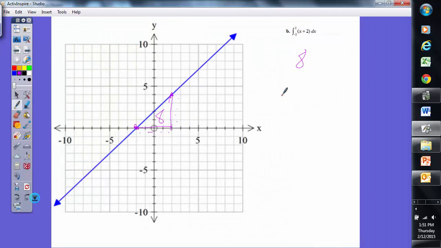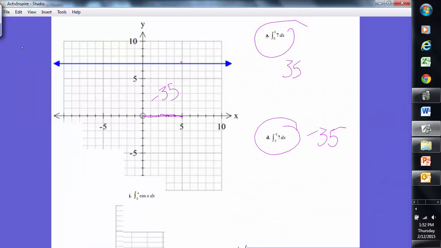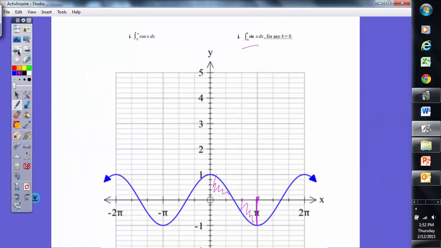The antiderivative of x plus 2 is 1/2 x squared plus 2x. And if we evaluate it from -2 to 2, when I plug 2 in, I get 2 plus 4, which is 6, minus, plug in -2, you get 2 minus 4, which is -2. 6 minus -2 is 8. Isn't that amazing how that works? I love it. Love it, love it, love it.